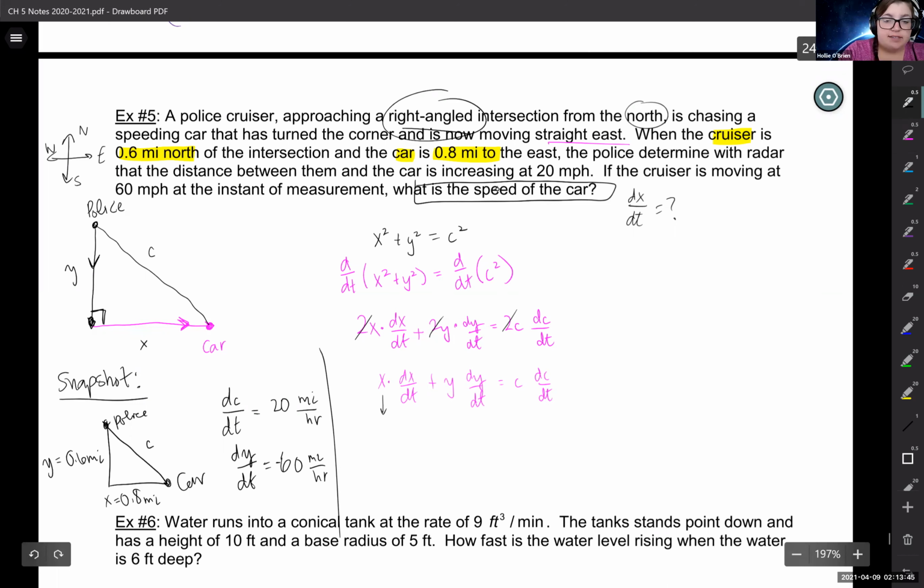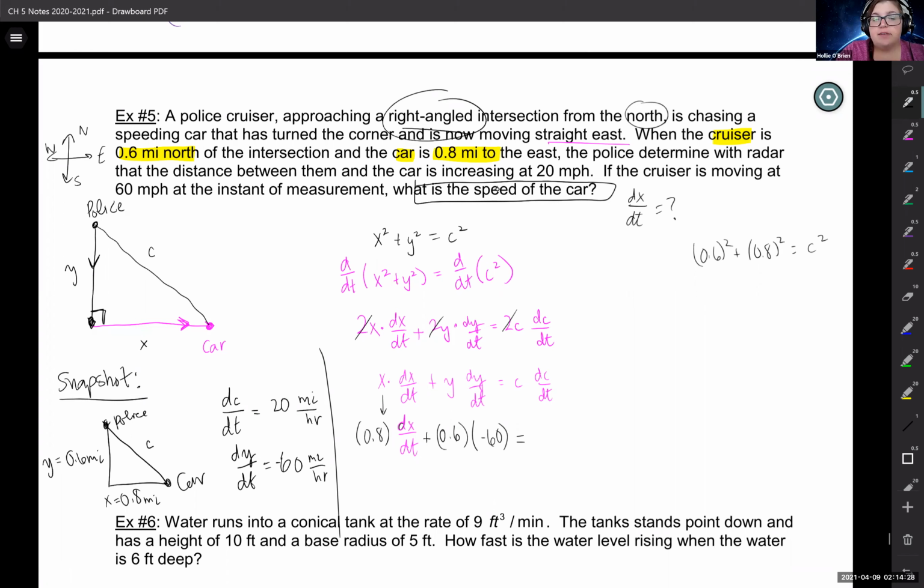So x is the distance of the car. The distance of the car is 0.8 miles away from the intersection. We don't know dx/dt, but this is what we're looking for, so I'm going to leave that in pink so it's easier to see. Plus our y value, which is 0.6, times the rate of change of y, which is negative 60 miles an hour, equals c times dc/dt. Ooh, we don't have c, but we can solve for it, right? We know how to do this. Well, Pythagorean theorem time. 0.6 squared plus 0.8 squared is going to be c squared.